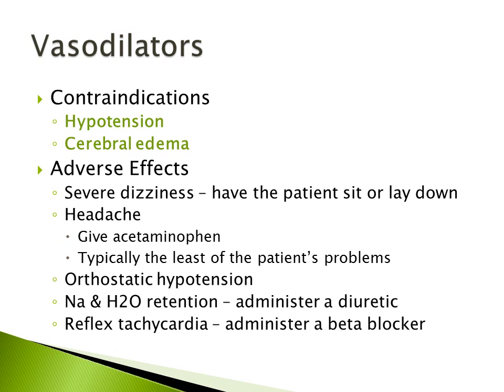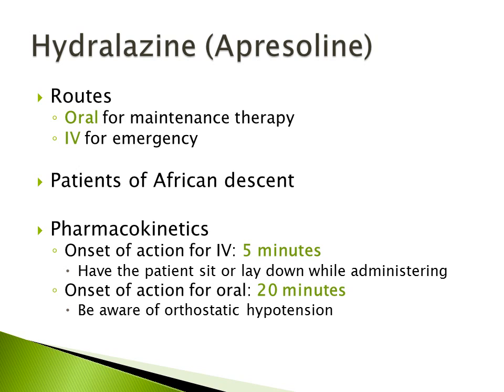As the body asks the heart to speed up to bring up the blood pressure, we'll give a beta blocker to bring that heart rate back down so it doesn't put undue stress on the patient. There's two here you need to know. The first one's hydralazine. This comes in two routes.